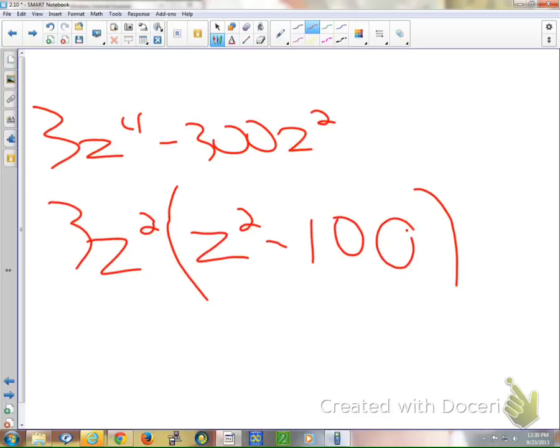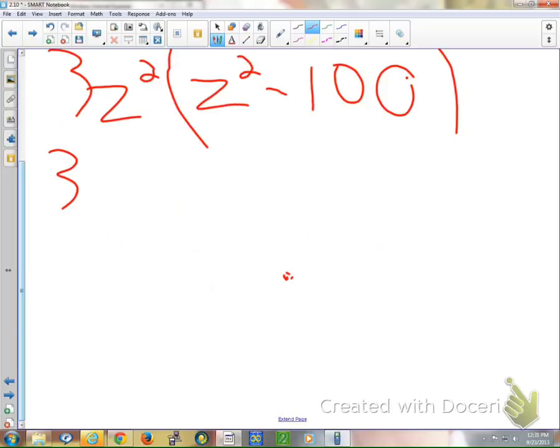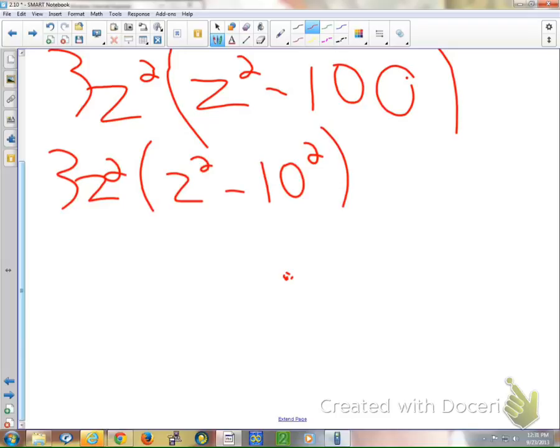Now, step 2. What we have left, is it a quadratic? No. Could it possibly be squares or cubes? Squares. Yes. 2 terms and they are both squared. What is the square root of 100? 10. Very good. So you could rewrite that as 3z squared times z squared minus 10 squared. Difference of 2 squares. What should our a value be? And then our b value? z squared and 10. Very good.